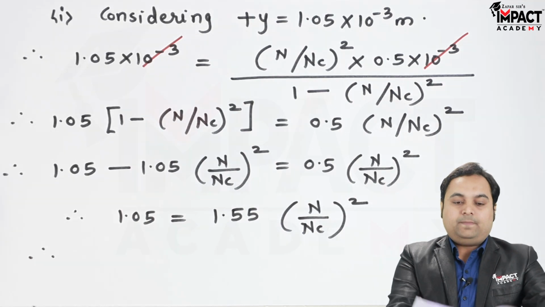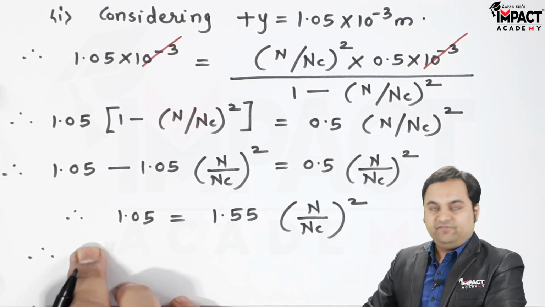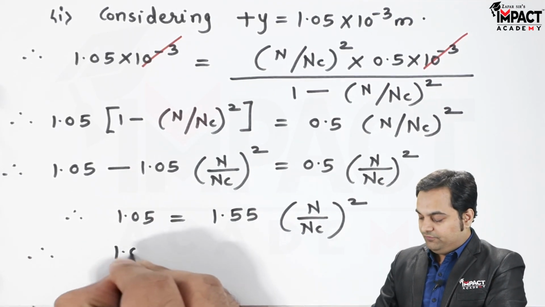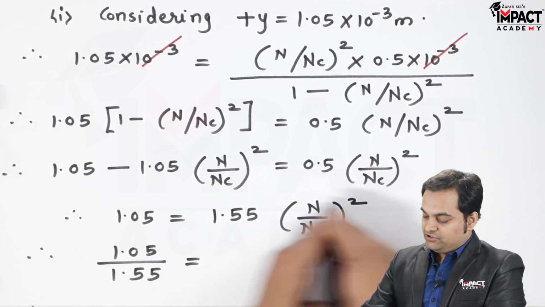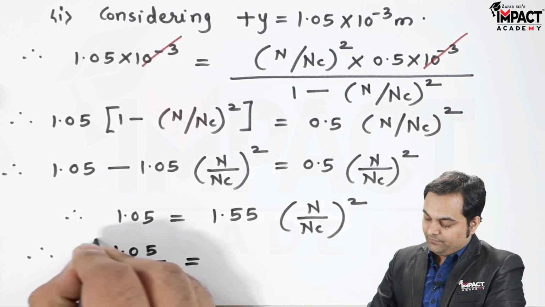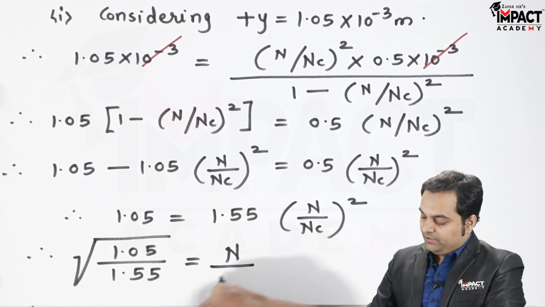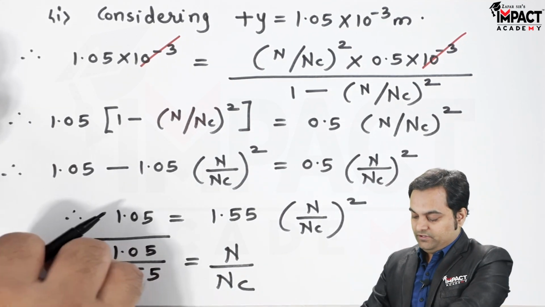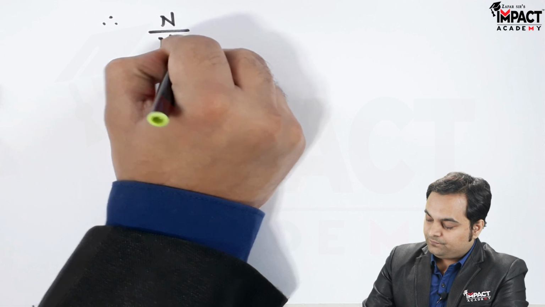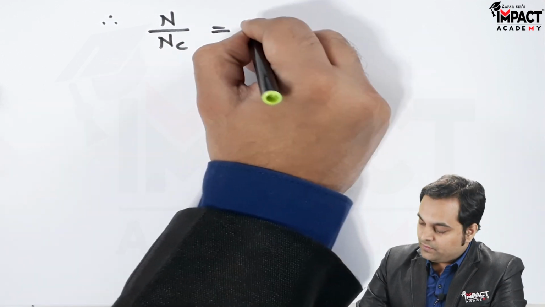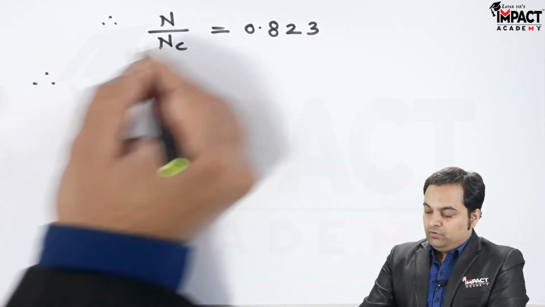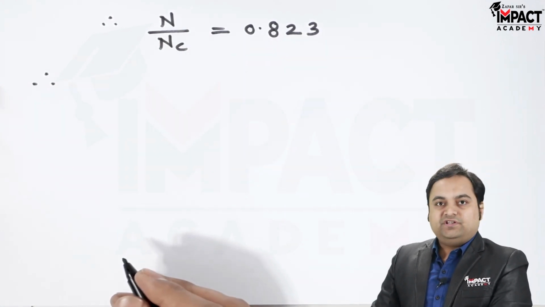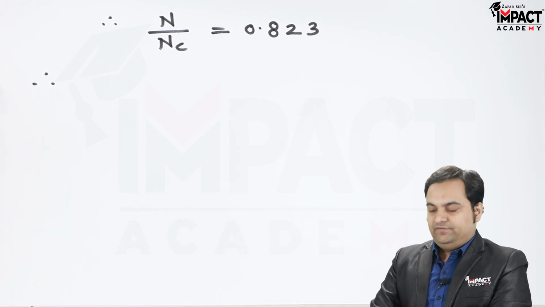Next, here 1.55 would be in the denominator of 1.05, and we want n upon nc. So this square would be shifted to the other side, that becomes root, and it is equal to n upon nc. Therefore the answer is n upon nc is equal to 0.823.